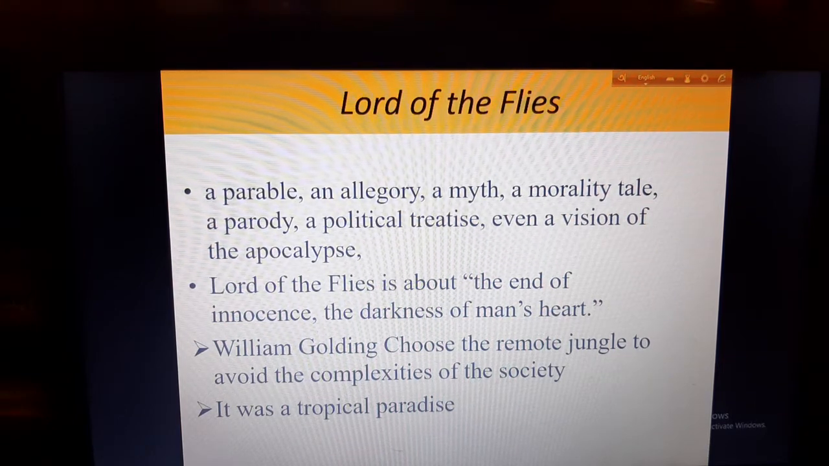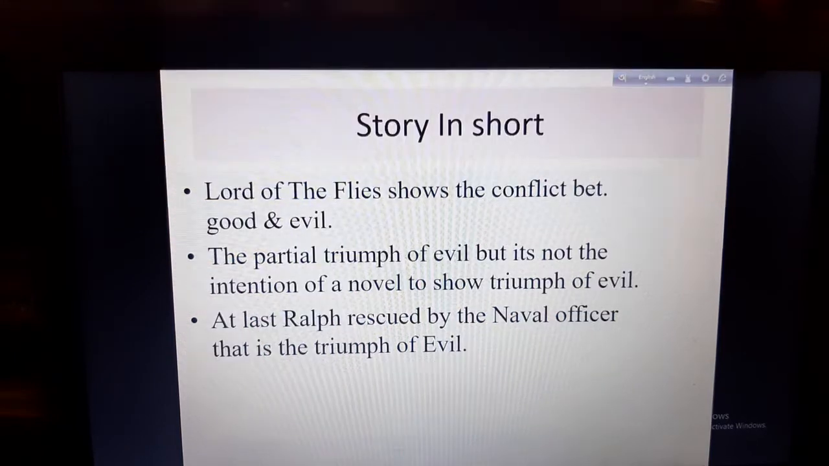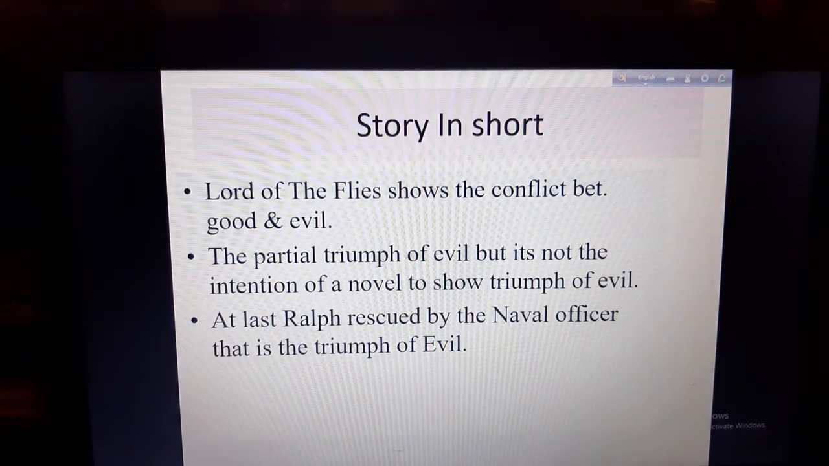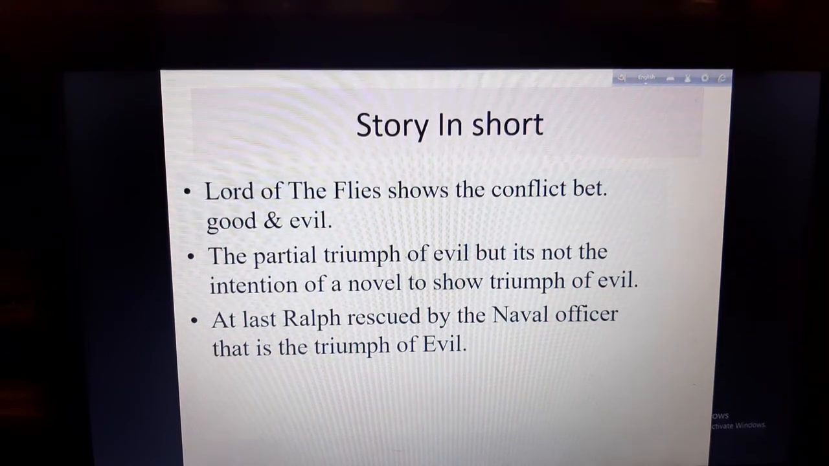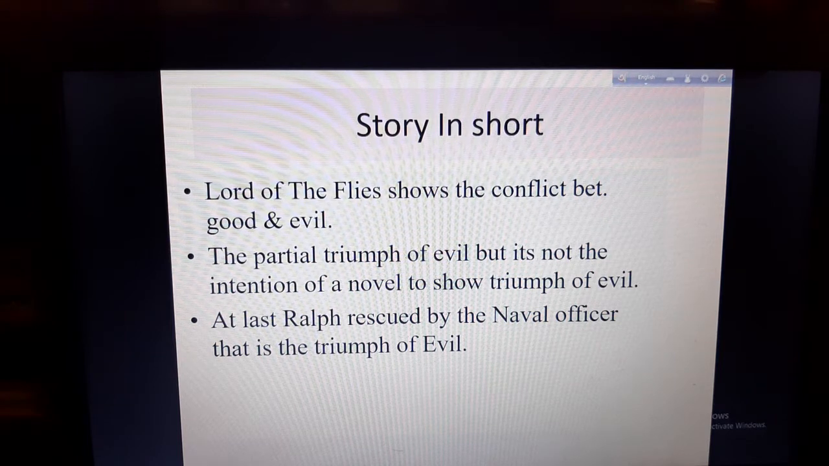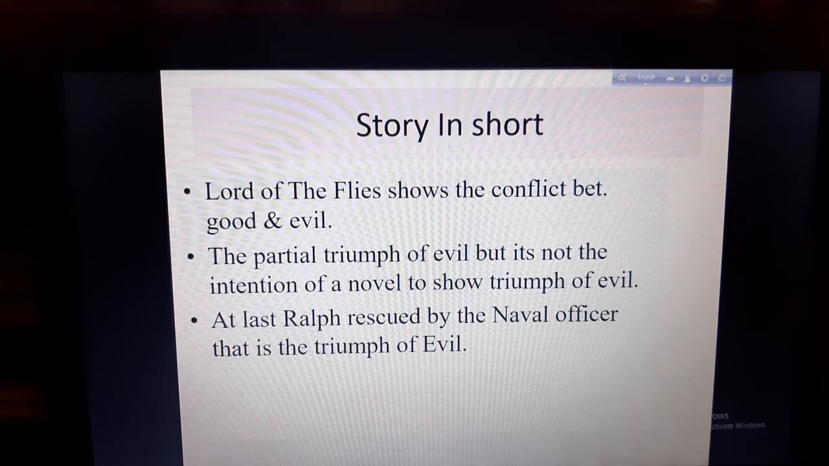William Golding chose the remote jungle to avoid the complexities of society. It is a tropical paradise. Lord of the Flies shows the conflict between good and evil, the partial triumph of evil, but it's not the intention of a novel to show the triumph of evil. Here he showed this type of story. At last, Ralph is rescued, you know, from the character list, who is Ralph? Ralph is rescued by the naval officer, that is the triumph of evil.